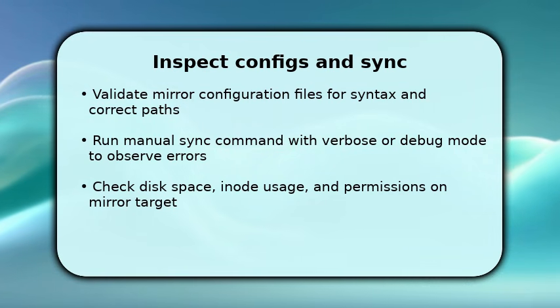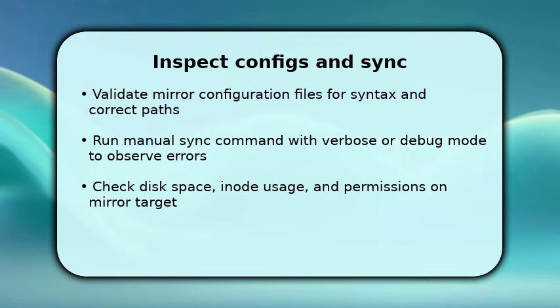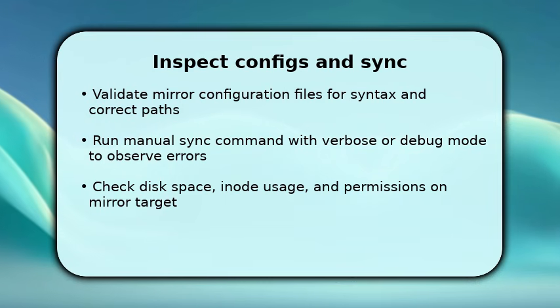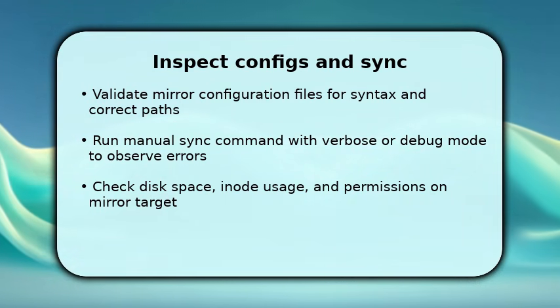Run the manual sync with verbose or debug flags so you can see protocol steps and error messages in real time. While the sync runs, check disk space and node counts on the mirror target and confirm file system permissions allow NetMirror to write. Missing space or perms will abort replication.